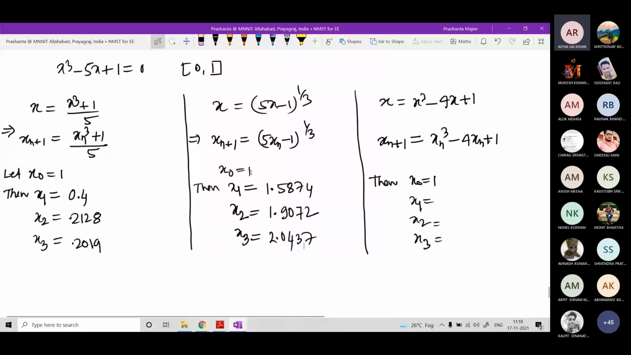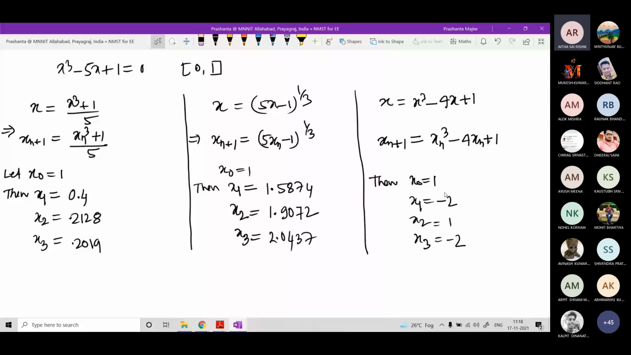And in the third case, what is happening? What is x1? -2. Then what is x2? 1. Then it will be again -2. So you tell me what is happening in case 1.